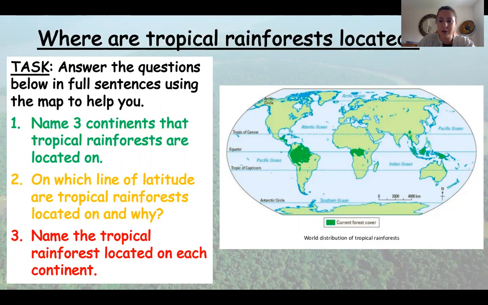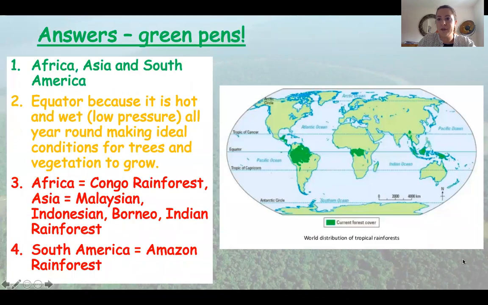So 3 questions, and to make it nice and easy, and to help you out, the next slide has the answers. If you've already done the questions, then you can mark them. If you haven't, then you can use this to help you. They are your answers, and you can mark that in green pen.